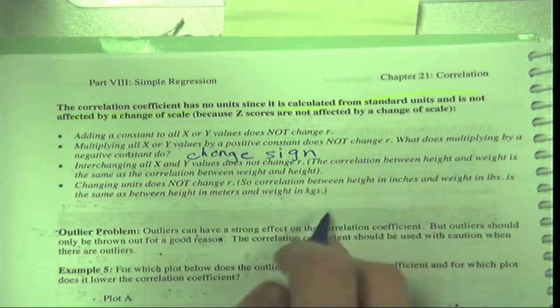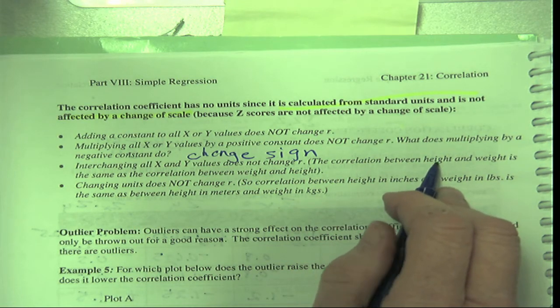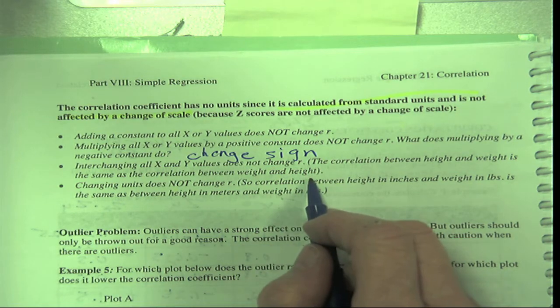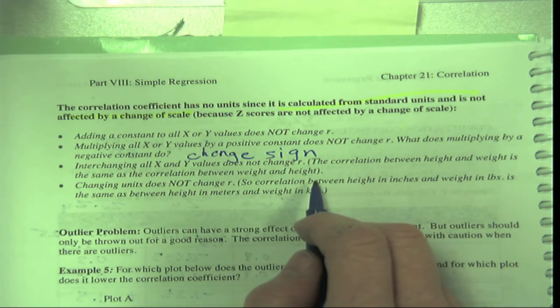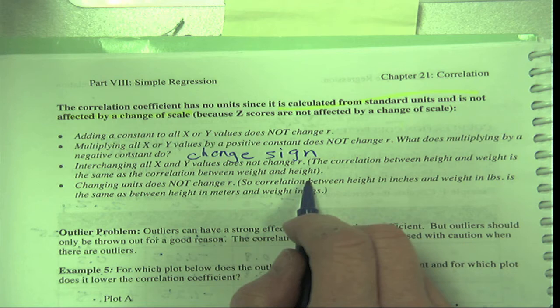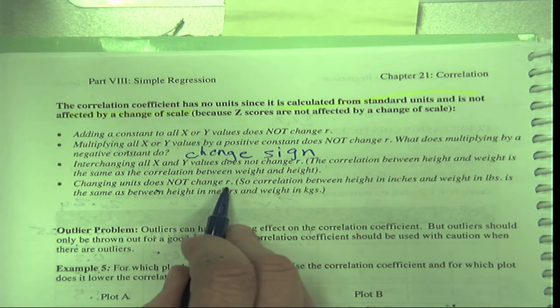So let's think of an example for all these. The correlation between height and weight isn't that going to be the same as the correlation between weight and height? Changing x and y is not going to change the relationship between the two of them, right? Because remember, it's just the products. All right, and changing units does not change r.